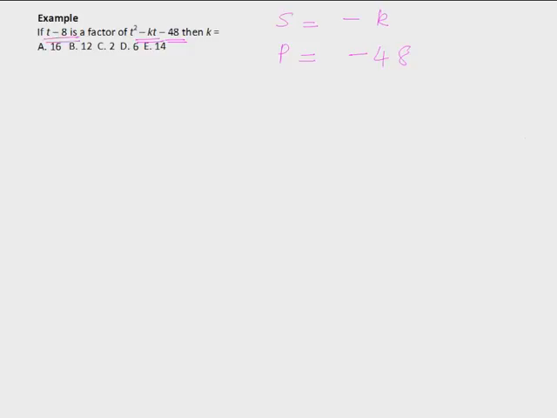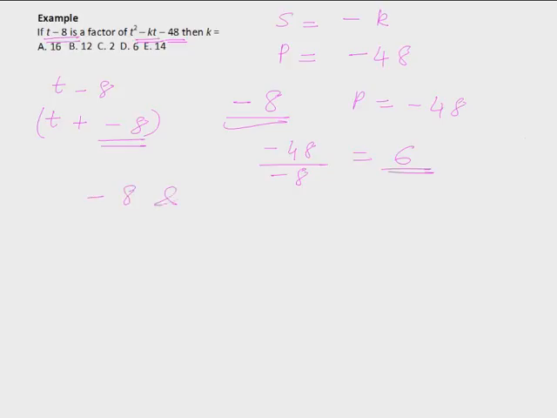And here they've given us one factor. They've told us that one of the factors is t minus 8, which can be written as t plus minus 8. So one of the numbers is minus 8, and I have to find the other number. The product is minus 48, so the other number must be minus 48 divided by minus 8, equal to 6. The two numbers must be minus 8 and 6, and this quadratic expression must have factored as (t minus 8) times (t plus 6).